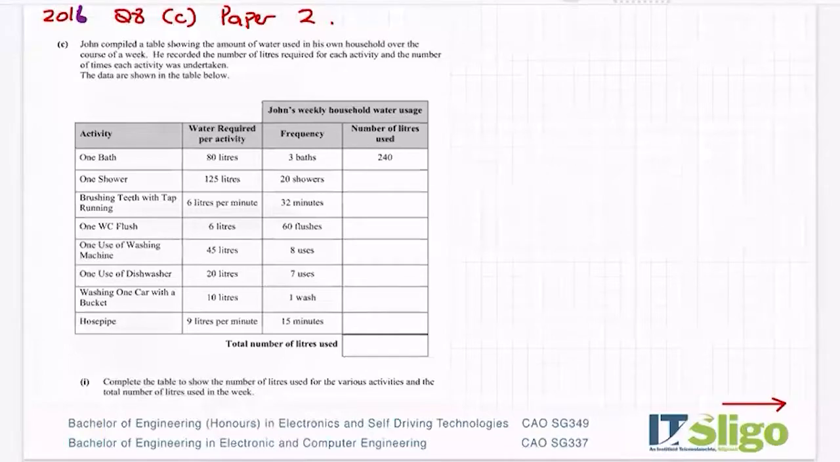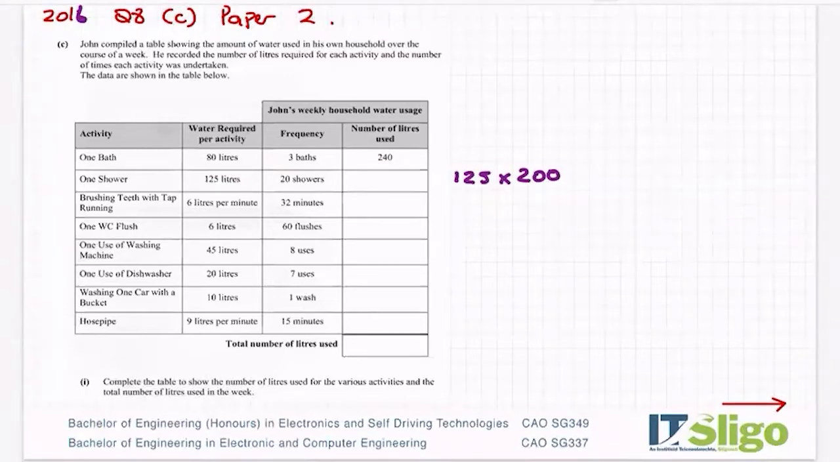And we have loads of water stuff. Part 1, complete the table to show the number of litres used for the various activities and the total number of litres used in the week. Okay, so I have number of litres per activity and the frequency, which is how often it was done. And I got 240, so 80 by 3 gave me 240. Okay, so this one, 125 by 20.